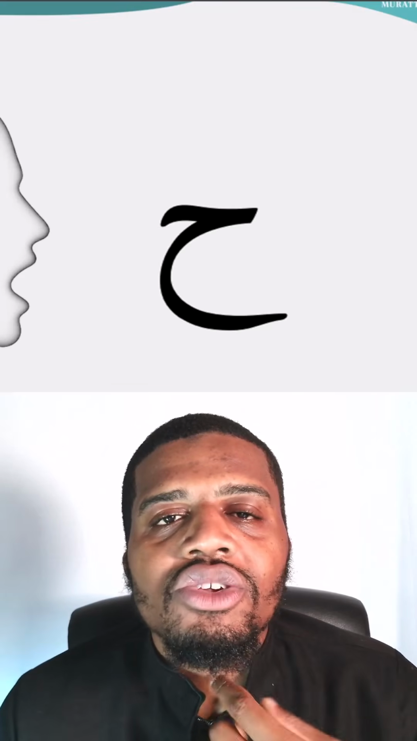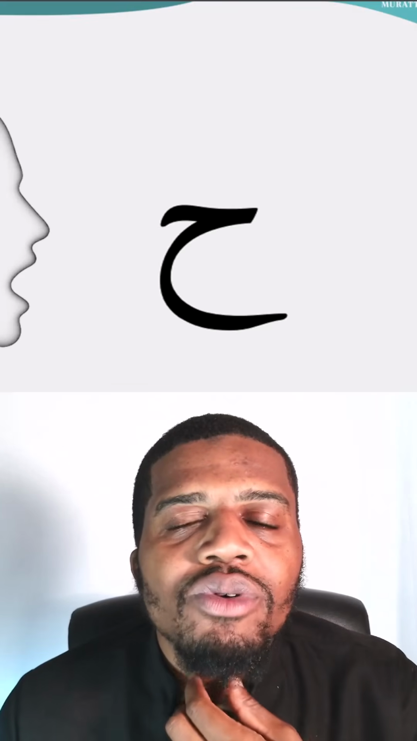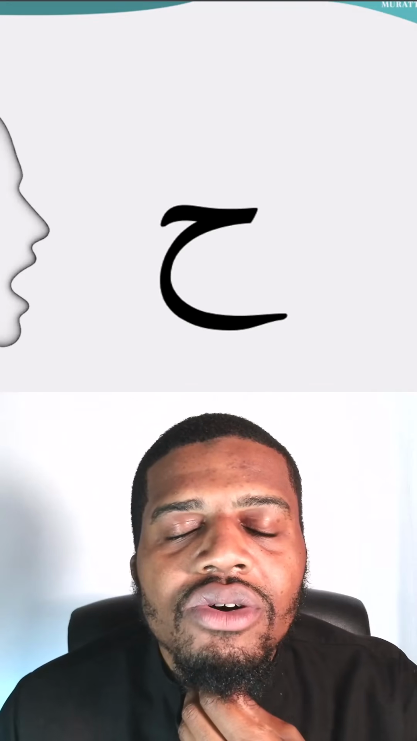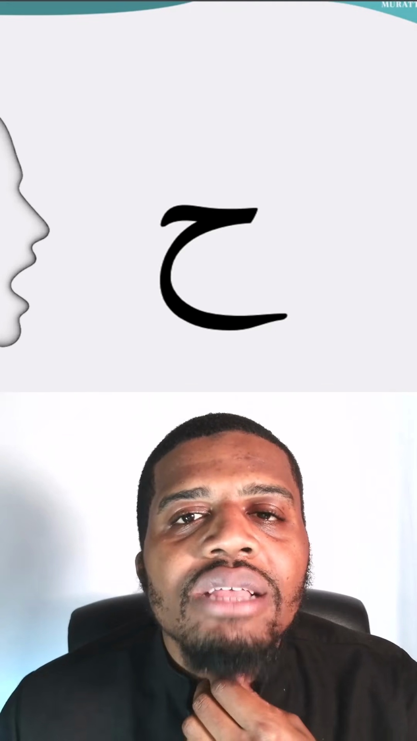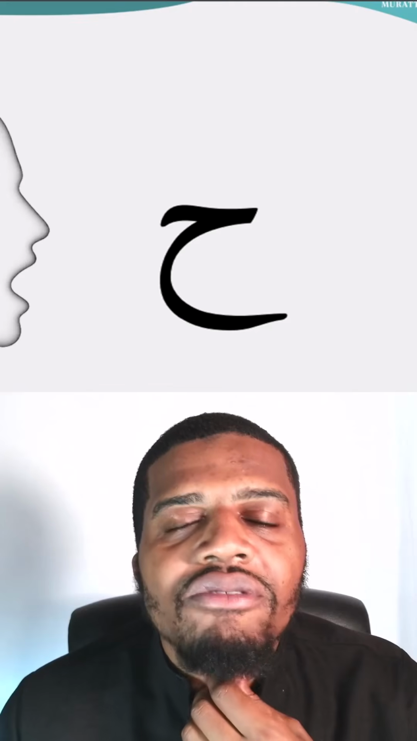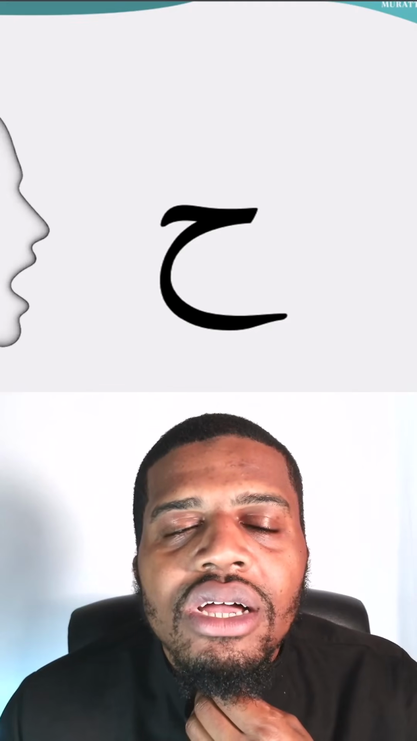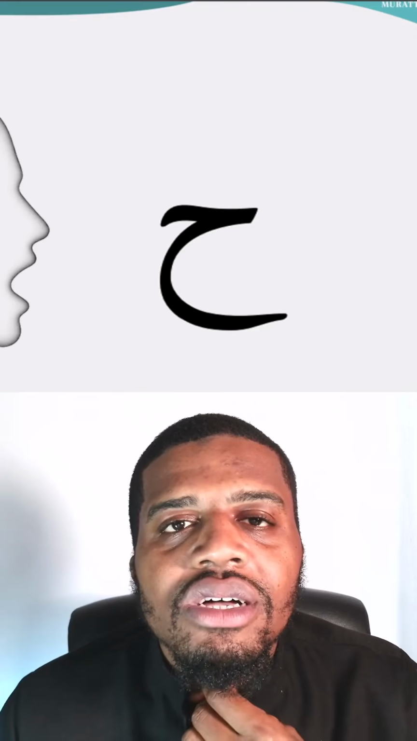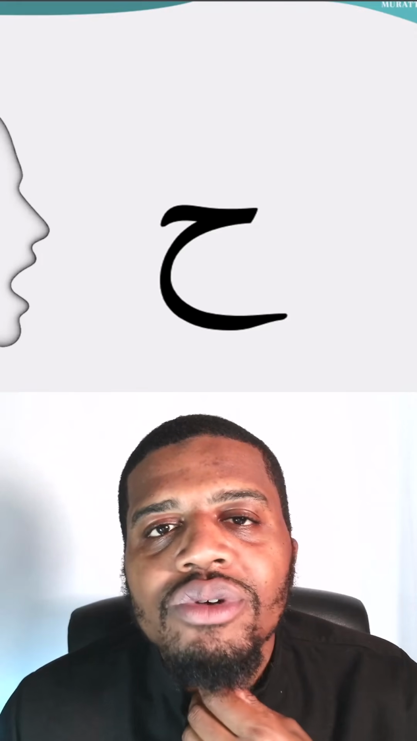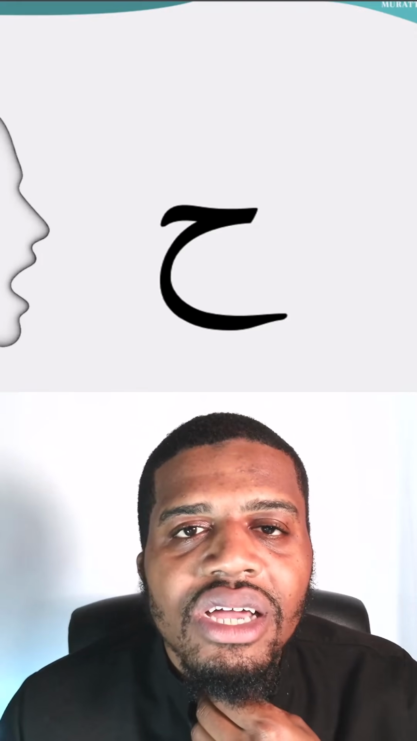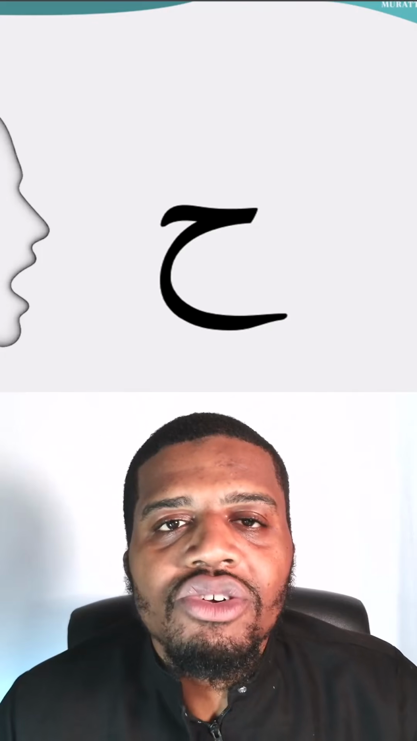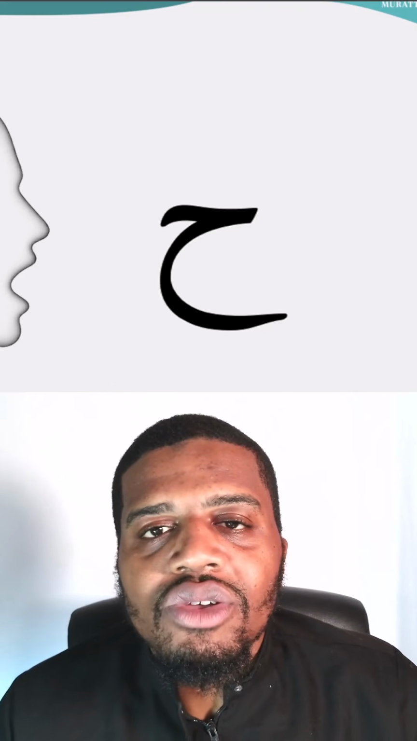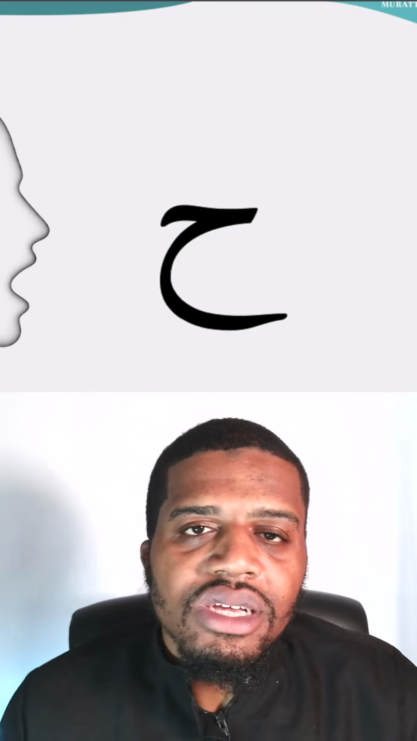Another way to test your letter ha is by putting your fingers in the middle of your throat here, just by where your Adam's apple is, and trying to pronounce the letter ha. If you find difficulty, if you're pushing here and you can't pronounce the letter ha, that means you have the correct articulation point. However, if you're pushing here and you're still pronouncing the letter ha, then this means you're not pronouncing the letter correctly. Let's look at some examples in the Quran, inshallah, to strengthen this articulation point.